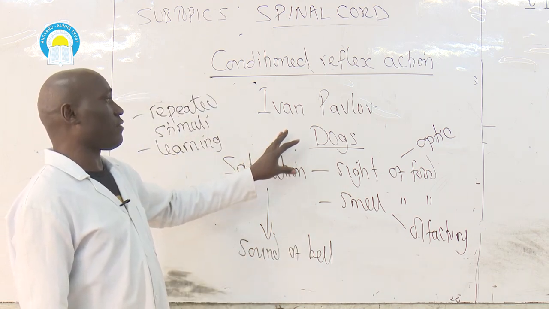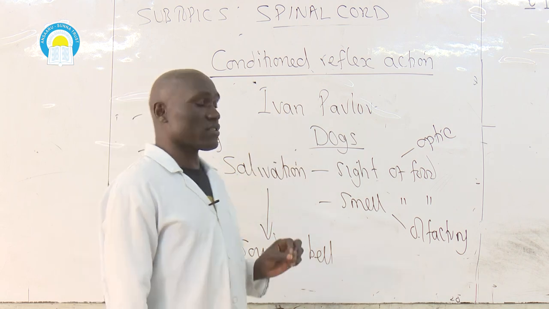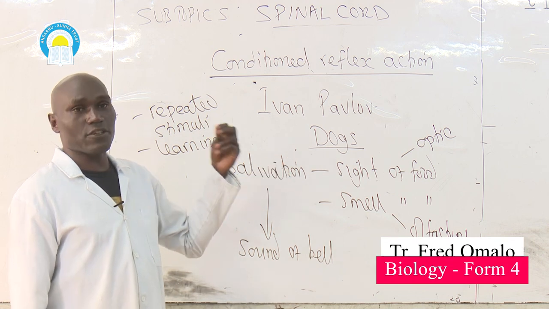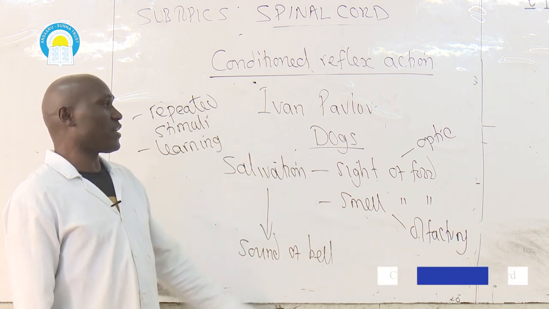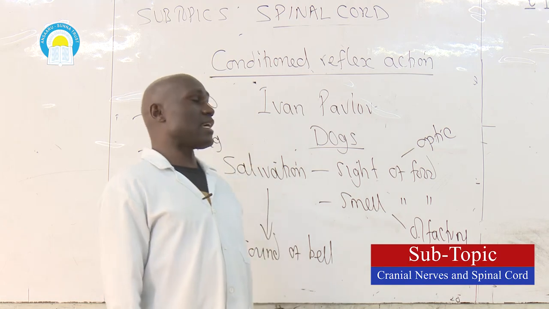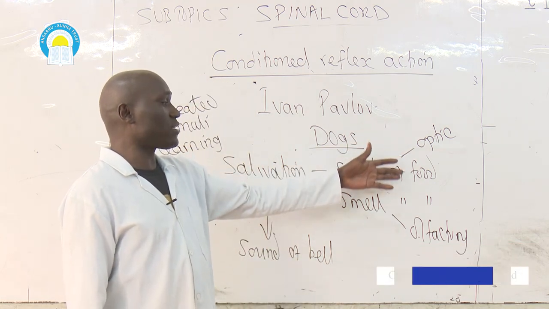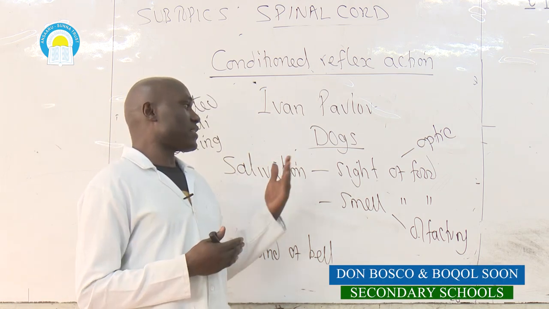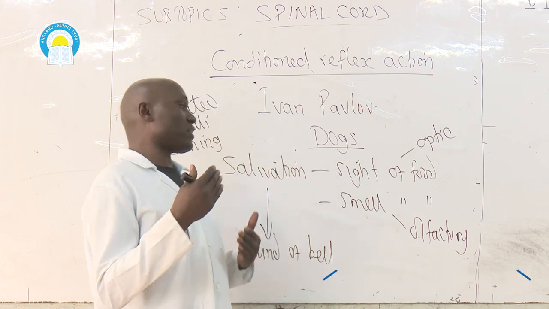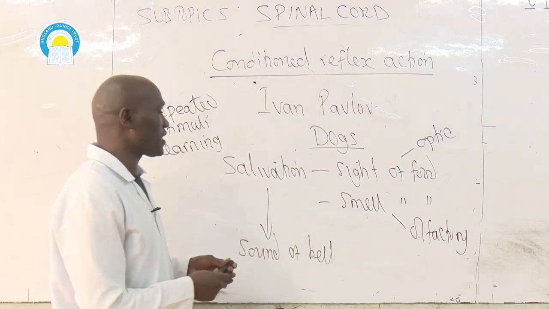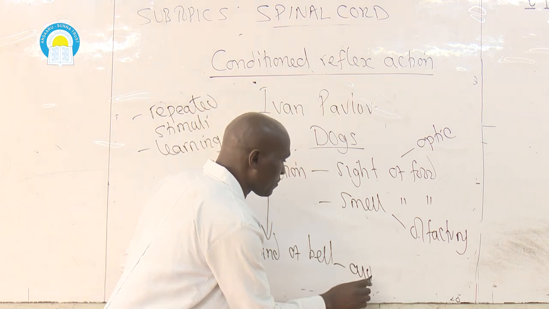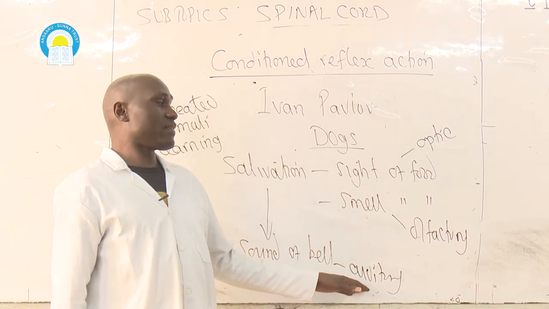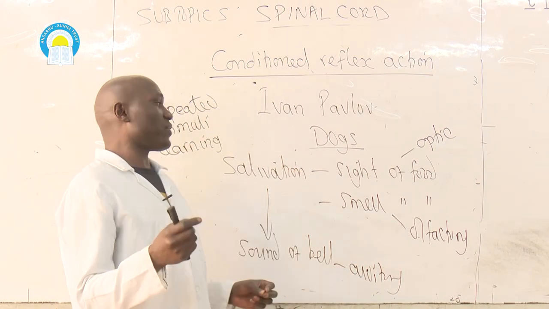Give an example of Ivan Pavlov's work using dogs, in which salivation in dogs is brought about by the sight of food and the smell of food. The main nerve cells involved are the optic nerve for the eyes and the olfactory nerve for the nose. But when the smell and sight of food was replaced by sound, in this case we have the auditory nerve serving as the main channel that connects sound to the brain.